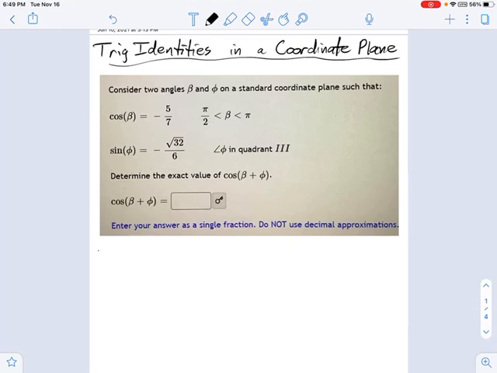Okay, here's another example of using trig identities in a coordinate plane to solve a question asking, for example, cosine of one angle plus another, where, here's the challenge, we are not given all the information about the angles that we need, at least not to solve this very, very quickly. We're given enough to solve it, but we're going to have to work a little bit.